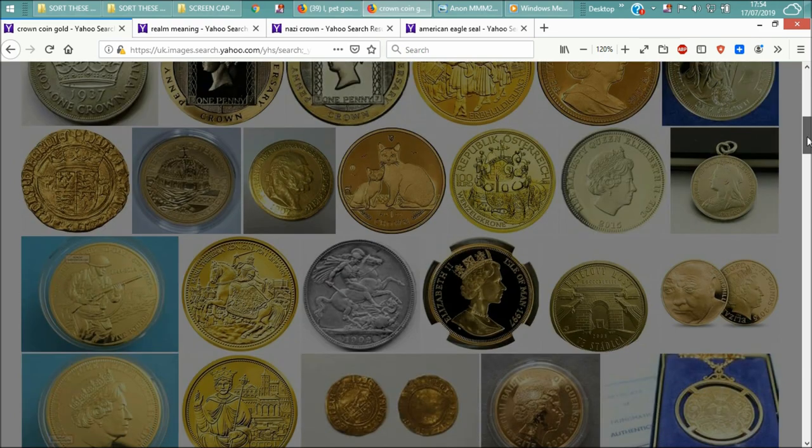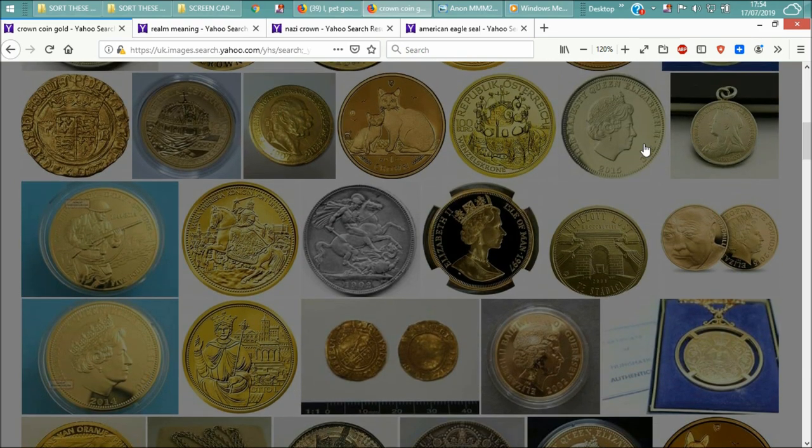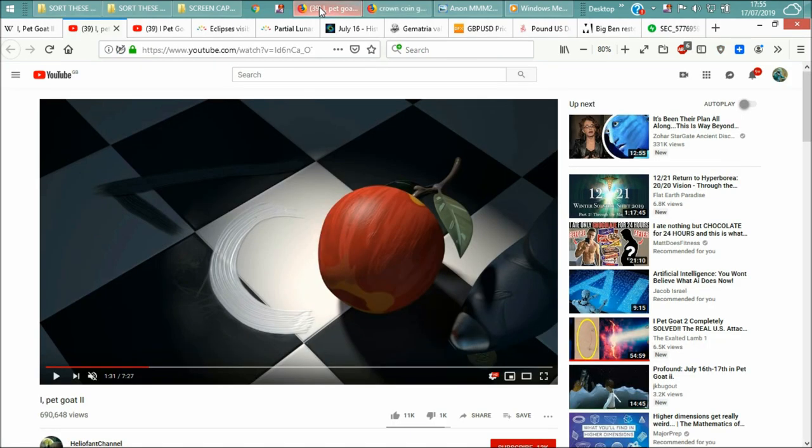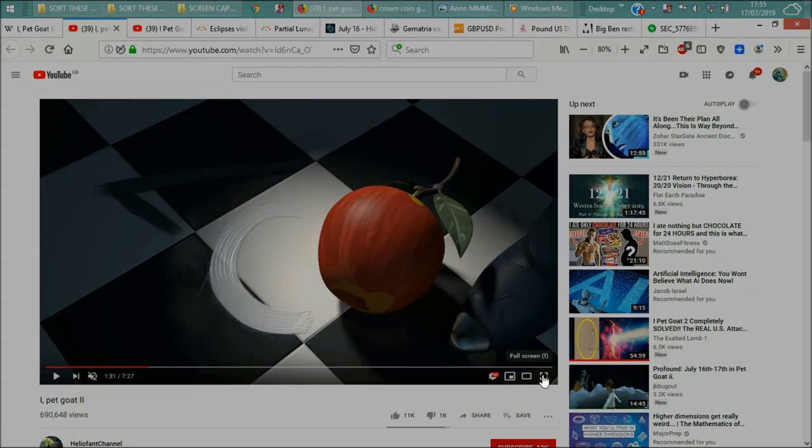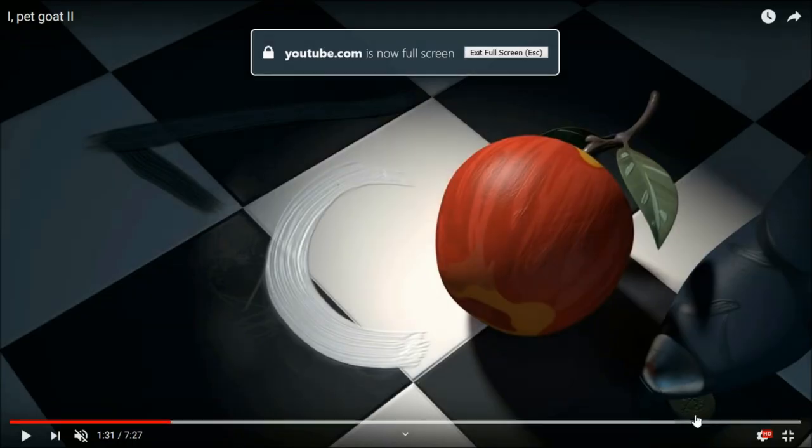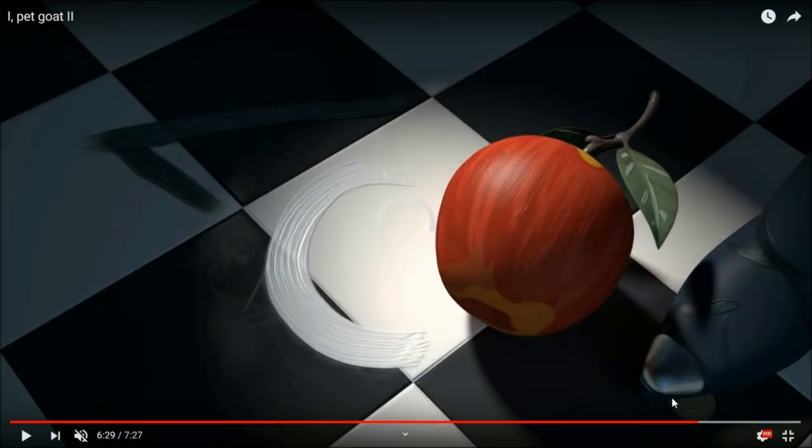And the crown is generally associated with Her Majesty Queen Elizabeth II. Okay, so that's the crown. This is a crown, a sovereign crown. Now, in the long term, Great Britain will become just another state in the New World Order's agenda, and the new world being the Americas.